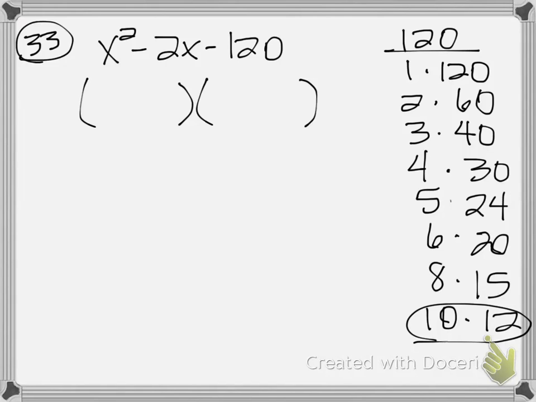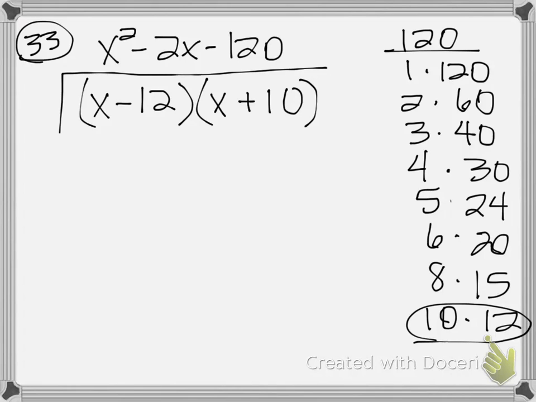Now the question is, we need negative 2. So I know that the front of my binomials are both x, because x times x is the only way to get x squared. But in order for these to add together to be a negative 2, one of them has to be negative. Which one? The 12. So I'm going to put minus 12 plus 10. You could put plus 10 minus 12. It doesn't matter. It's still the same answer. And then that's my final factored form.